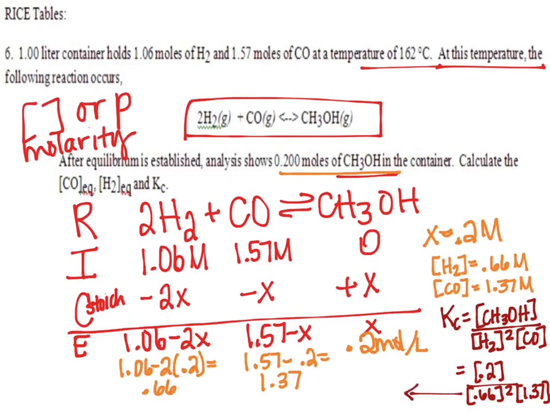So what do we get that Kc equals? Kc should equal 0.2 divided by 0.66 squared times 1.37. That's 0.335. And our units are? No units. Any questions on an ICE table? We're going to use these for the next 7 weeks.